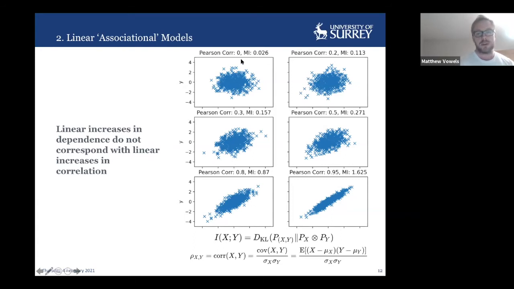If you compare that with a bigger shift from 0 to 0.2, you're looking at noise versus noise. So here's another demonstration of why we have to be very careful when we're interpreting correlation. It behaves differently depending on what level you're looking at. Mutual information doesn't do that. It increases linearly with the degree of statistical dependence.